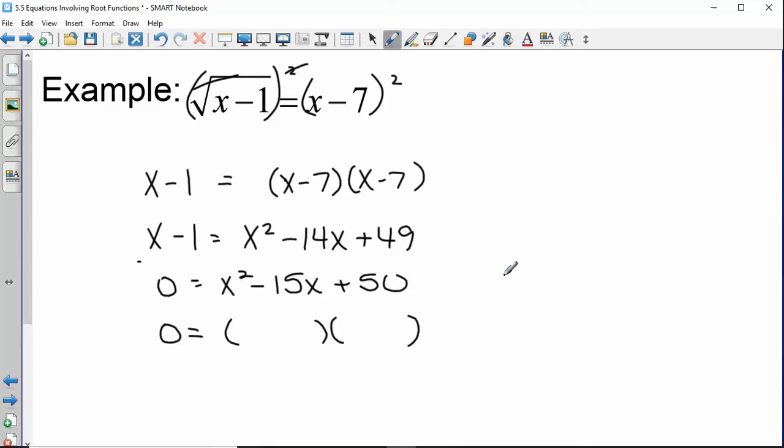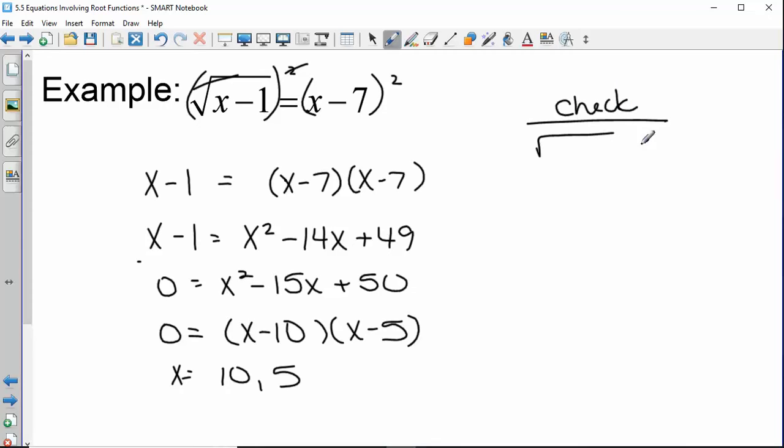So, what multiplies to 50 and adds to negative 15? Okay, so if you set each of those to 0, you get x to be 10 and 5. Am I done? No. Check.